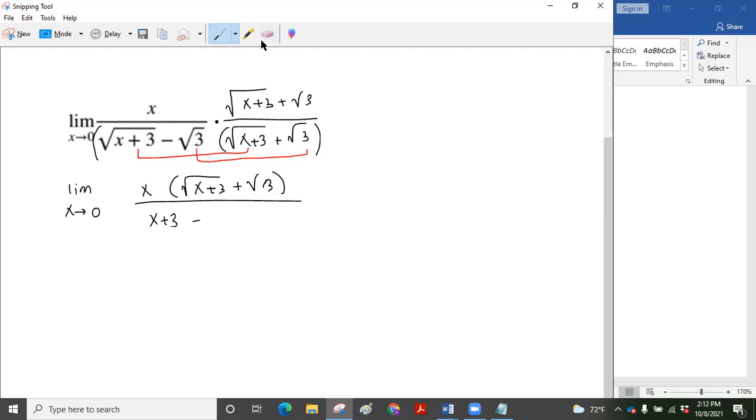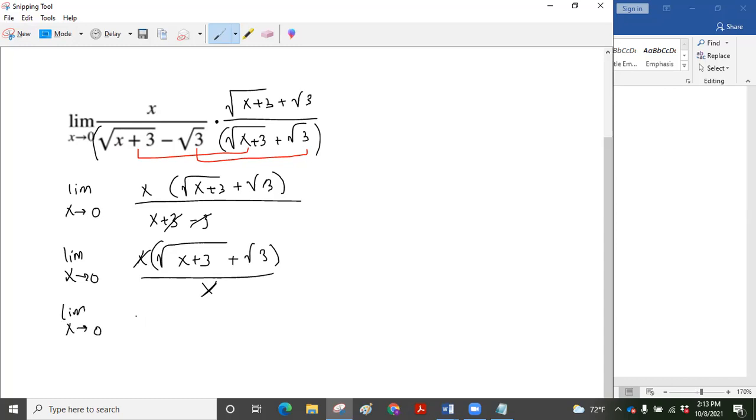Well, let's see here. So it's just x plus 3. And then negative square root of 3 times positive square root of 3 is just negative 3. So you can see that your 3's cancel out. So the limit as x approaches 0 of x times the square root of x plus 3 plus the square root of 3, over x. And then these x's cancel out. So you're left with the limit as x approaches 0 of the square root of x plus 3 plus the square root of 3.